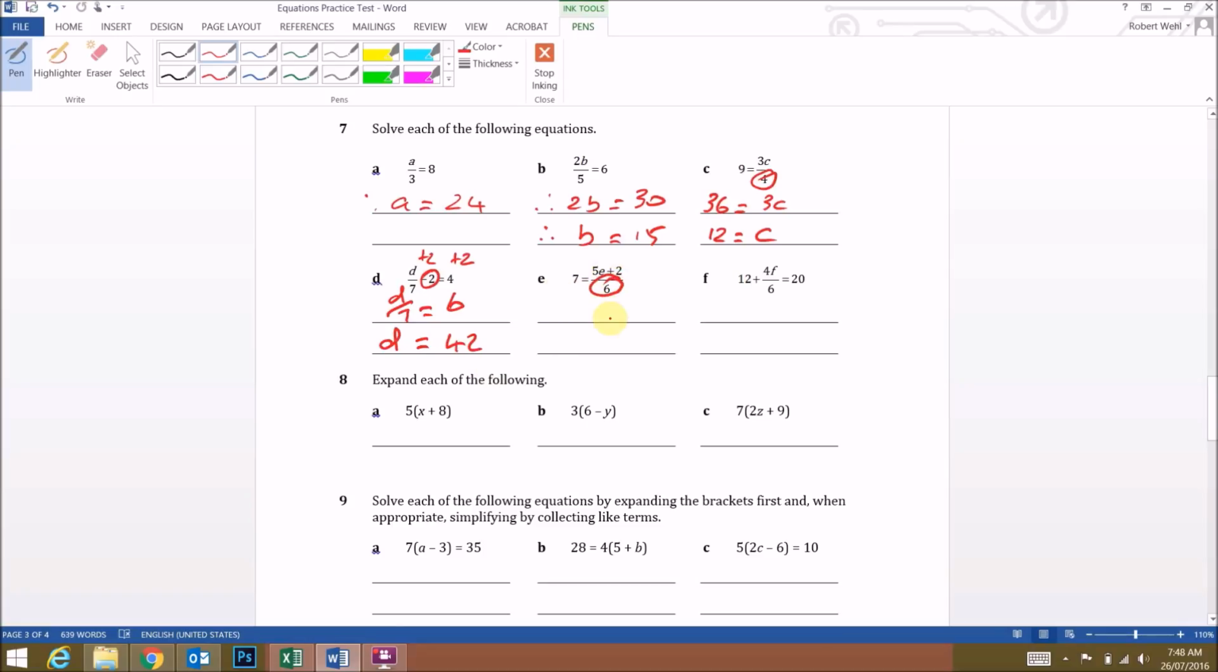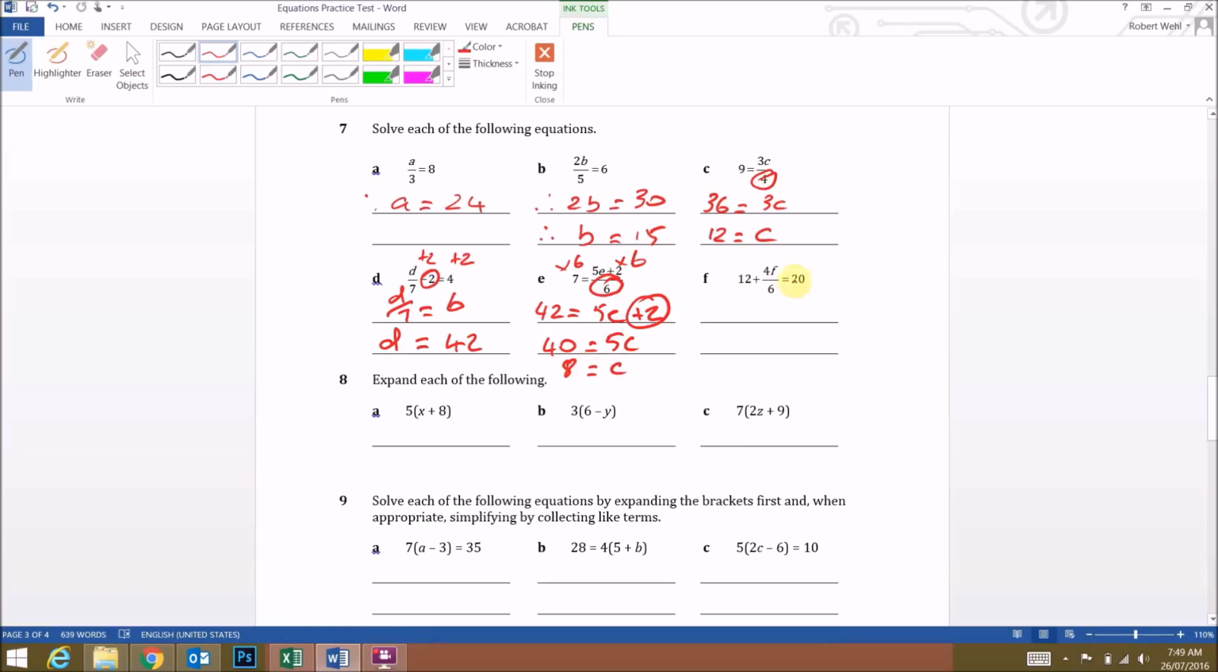Here I need to get rid of the divided by 6 first. So I'm going to be equaling 6 though, because I need to multiply both sides by 6. Now I need to get rid of the plus 2 by minusing 2. And now I need to divide by 5.